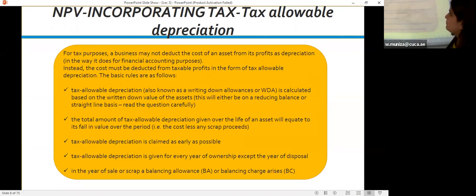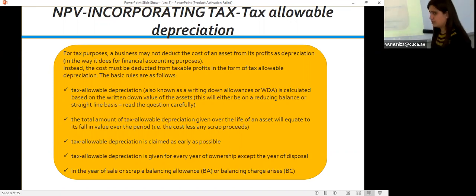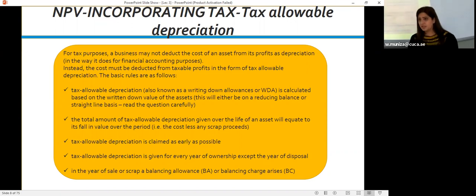Next, for tax purposes, a business may not deduct the cost of an asset from its profits as depreciation in the way it does for financial accounting purposes. Instead, the cost must be deducted from taxable profits in the form of tax allowable depreciation. So the tax relief brings in the factor of tax allowable depreciation. Do you remember how we calculate it? We are going to calculate the depreciation on that. It will bring a relief for the company, so that relief is going to be considered as a cash flow.